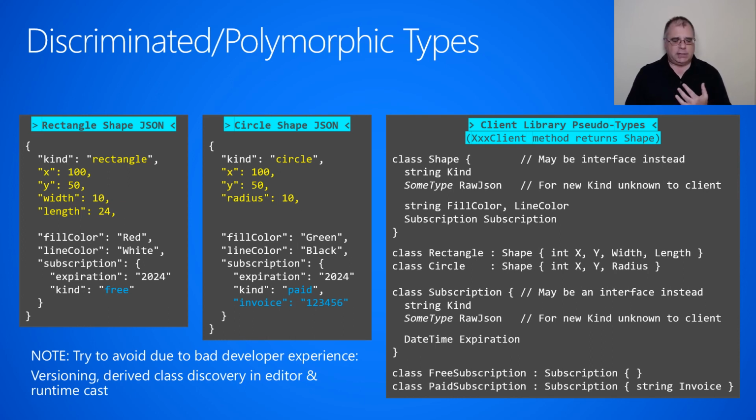So it has the versioning issues I talked about. The derived class discovery in the editor is problematic. Like, how does the customer, when they're writing their code, know what types they can legally cast to? Some editors will show you that code completion, some will not show you that code completion. And then there's the runtime cast that I mentioned before.